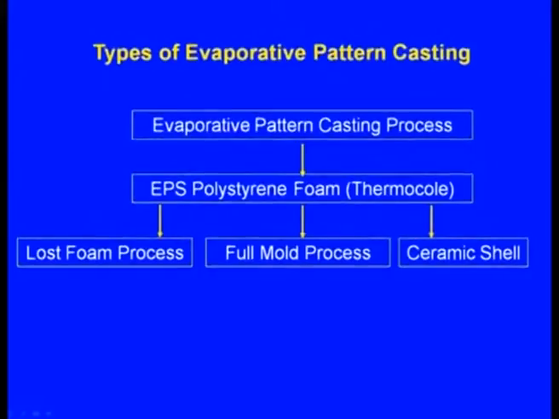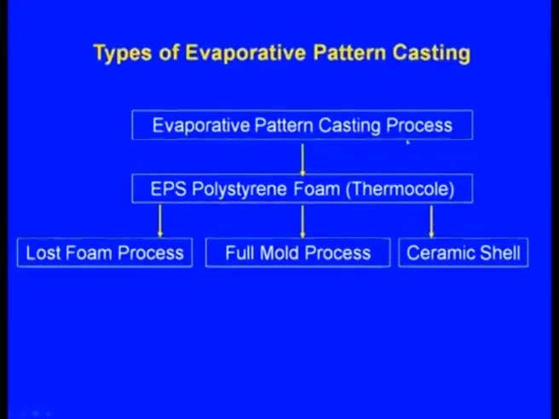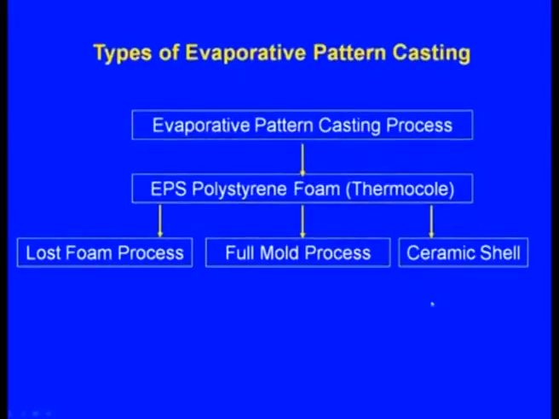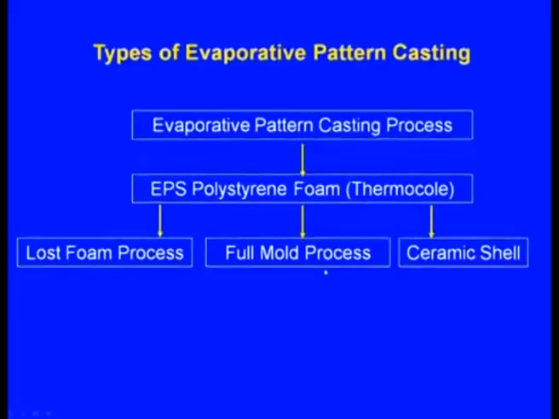Now, these are the types of evaporative pattern casting. In this evaporative pattern casting process, EPS polystyrene foam or thermocol is used as the pattern material. Broadly, this can be classified into three types. One is the lost foam process, which is the one widely used nowadays. The second one is the full mold process, which was used in the beginning, but is still used now. And finally, the ceramic shell process. Now, we will see all these one by one very briefly.